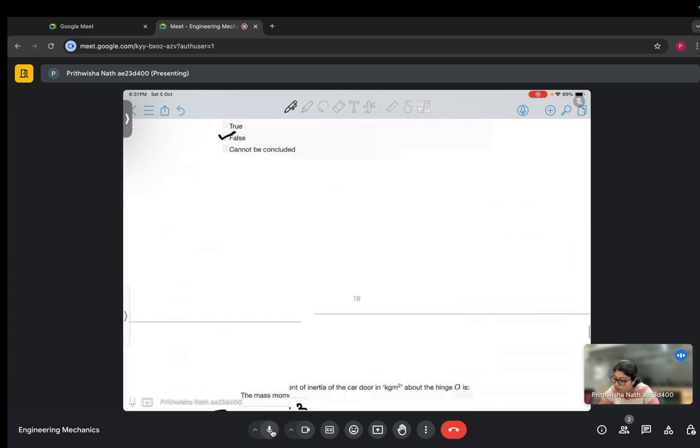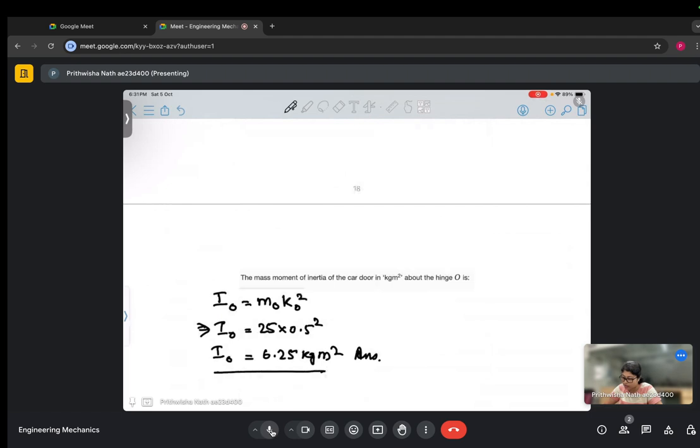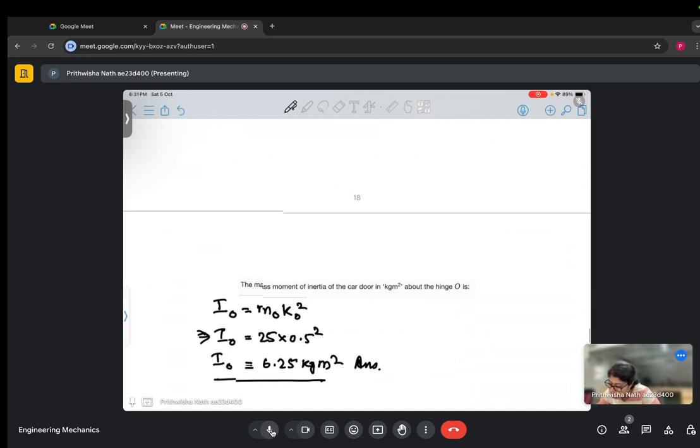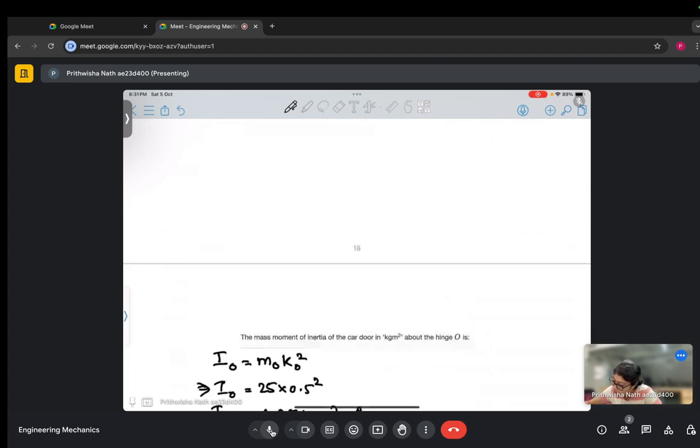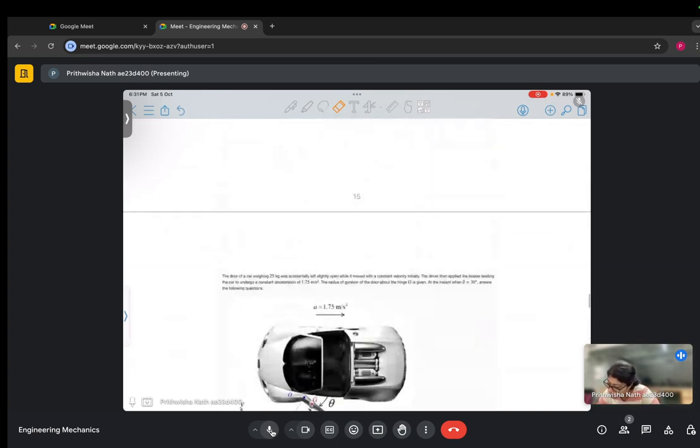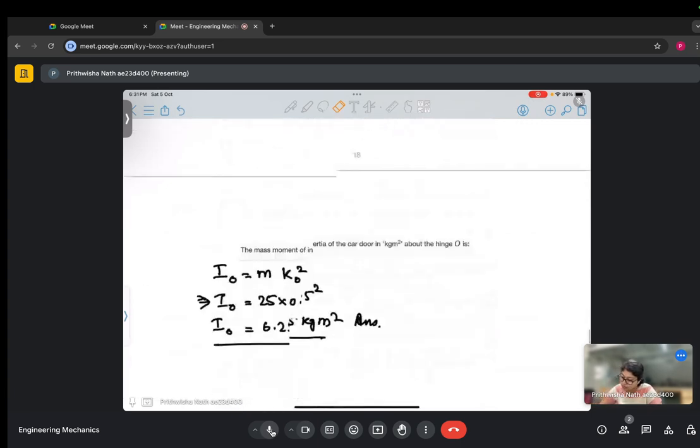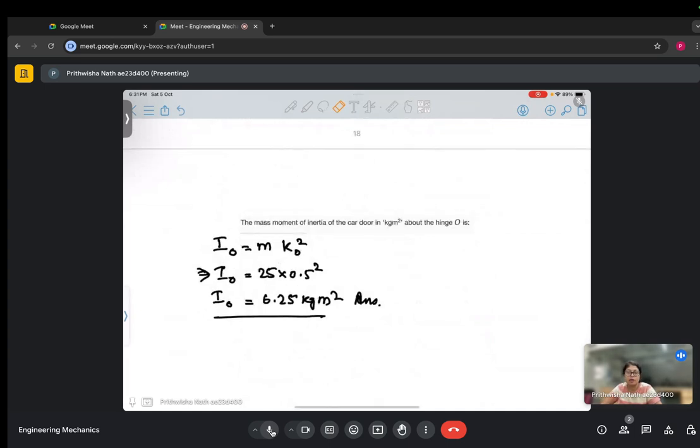Now the next part of the problem, we are asked to find the mass moment of inertia of the door about the hinge O. So I_O is M into K_O square. M is given as 25, the mass of the door, and K_O is 0.5. From there we get I_O as 6.25 kg meter square.